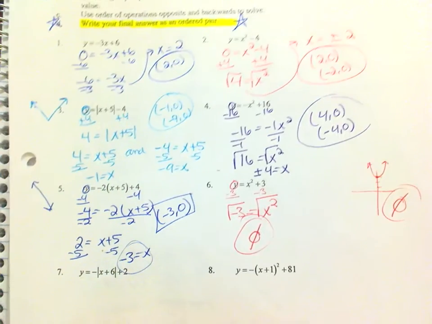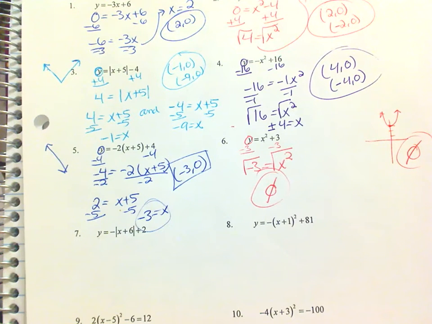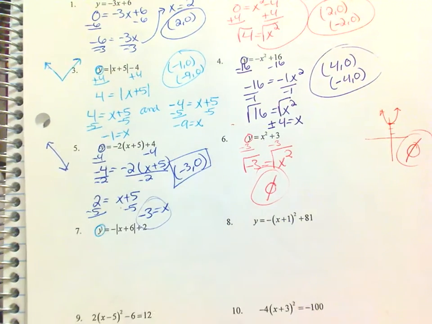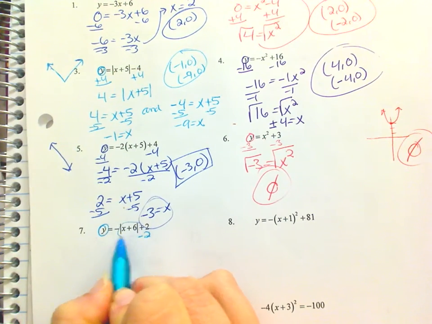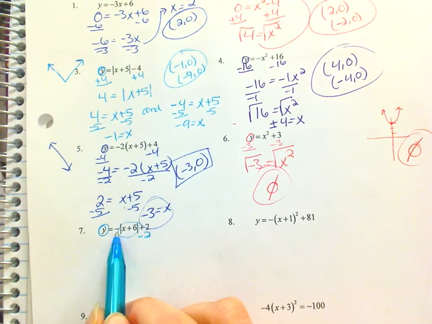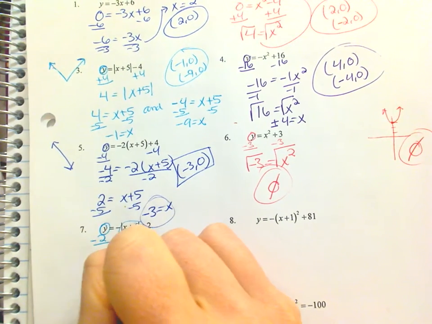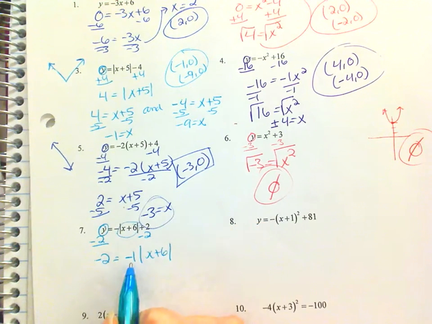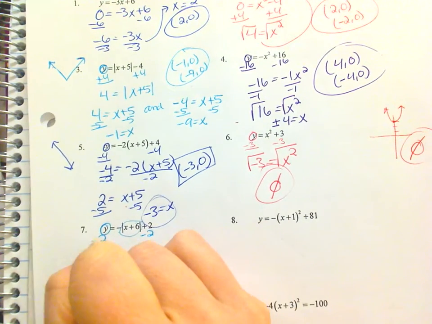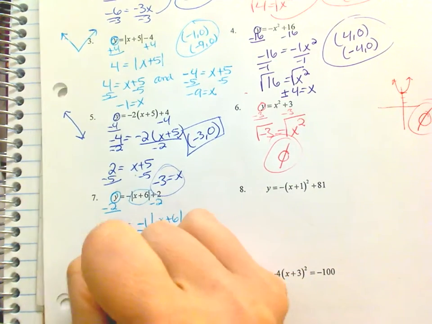Number 7, you could try by yourself if you want a little bit of a challenge. You could pause this video and try it. That's your choice. Or not. Plug in 0. You're getting this group by itself. So we've got to get rid of the 2 and this negative. We'll get rid of the 2 first. I'm going to put a negative 1 outside instead of just a negative. Divide by that. Negative 2 divided by negative 1 is positive 2.